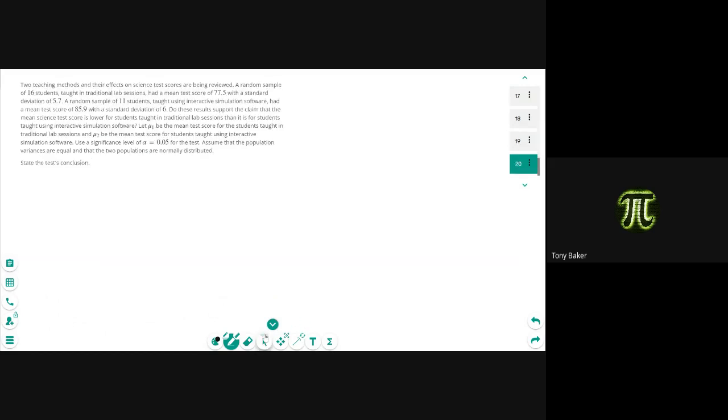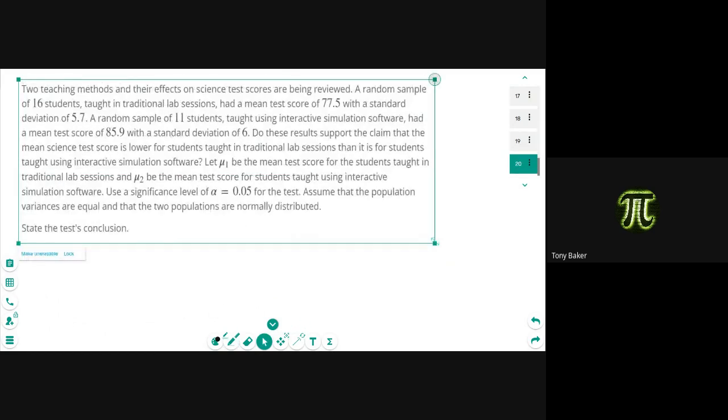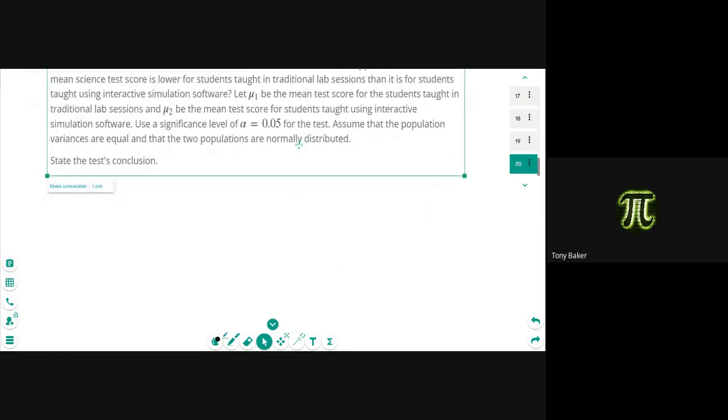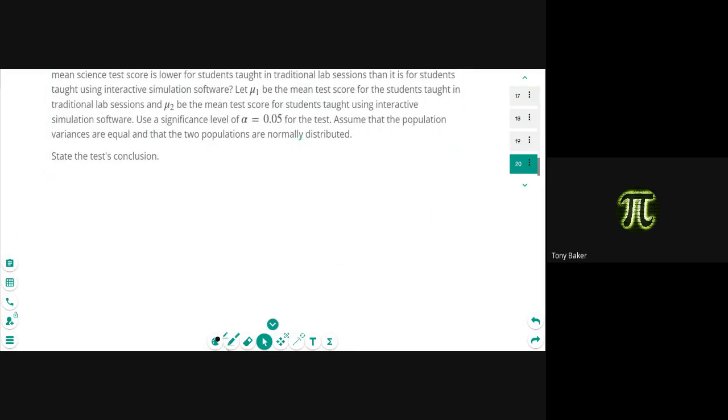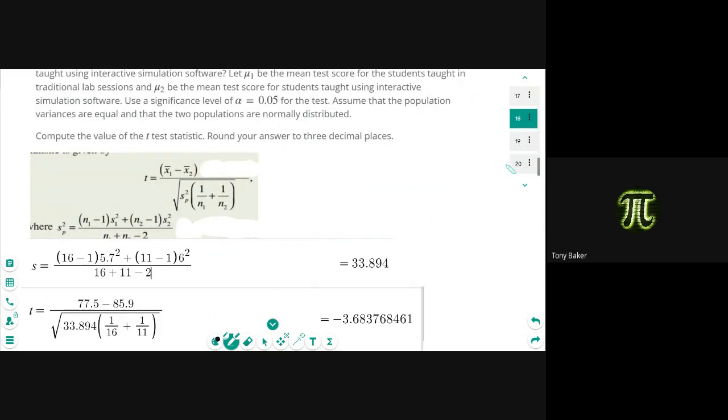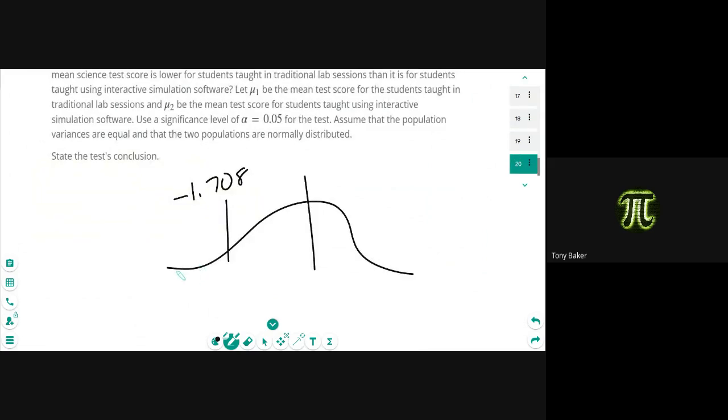And the last part, what's the conclusion? If we look at our bell curve, a horrible bell curve, that's a little better. 1.708, and my number was negative 3.68. So we're over here, well within the rejection region. So we reject. The interactive software does show a significant improvement in their test scores.